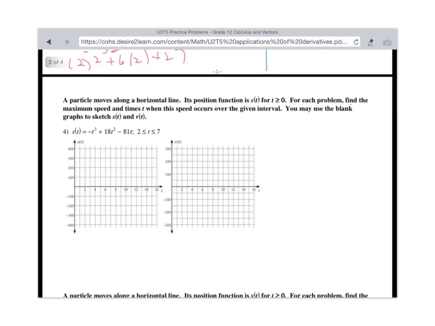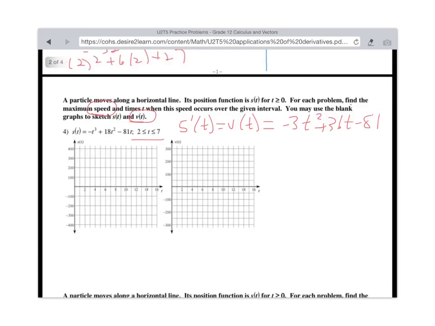For number 4, the question is asking you to find speed, which is velocity, at times t and when the speed occurs over the given interval. So what we're actually being asked to find is velocity, which is the derivative of the displacement equation. And so what you want to do first is find the derivative s prime of t, which is equal to v of t. And in the first case, it would be negative 3t squared plus 36t minus 81.